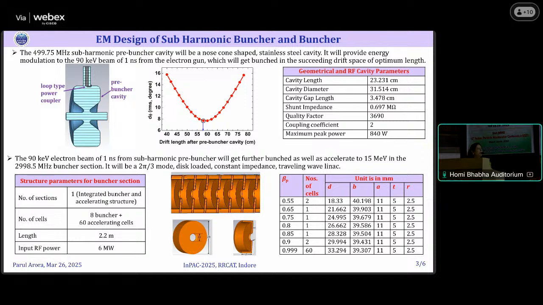Then after this, we have the buncher section. Buncher section, as discussed, will further bunch the 1 nanosecond beam to around 50 picosecond, and this structure is of disk loaded type. This is a cross-sectional view of a disk loaded constant impedance structure, and these are the single cells and a half cell. It will be an integrated structure, meaning in the same structure we will have 8 buncher cells, and then we'll have 60 extracting cells. Total length is around 2.2 meters, and the input RF power requirement for the peak is 6 megawatt. And these are the optimized geometrical parameters.